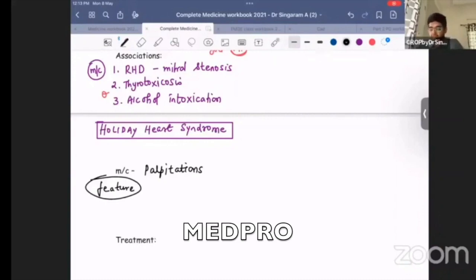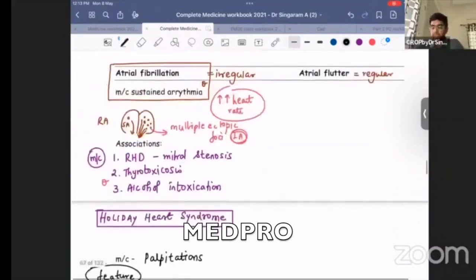Okay, right. Now, going back to the pathology area, I told you there are multiple ectopic foci producing so many impulses inside the heart. Now, when the heart is beating, do you think it is a regular beating or an irregular beating? It will be a very irregular beating. That's what I have mentioned also. It's a very irregular rhythm.